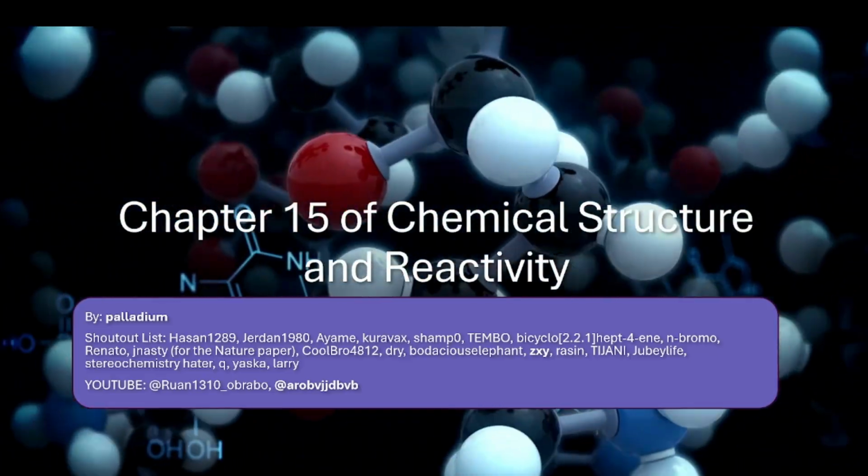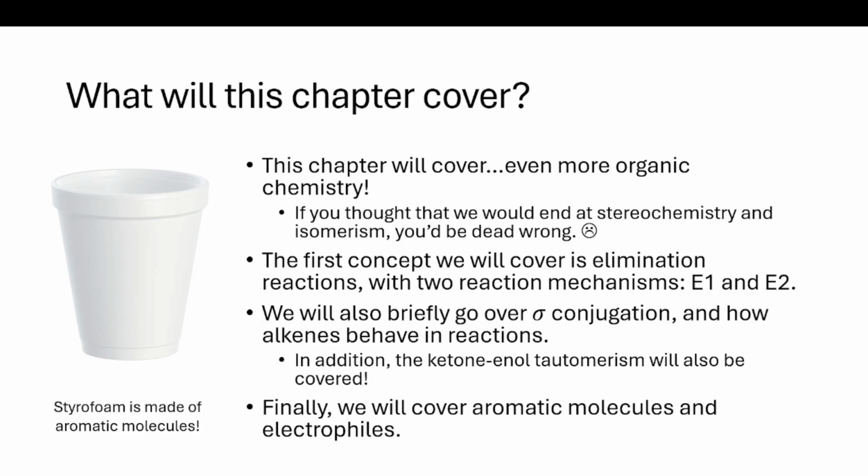Alright, so let's get into it. So, this chapter is going to be the last that's going to cover organic chemistry. Chapters 11 and 14, those covered the basics of organic chemistry and stereochemistry, respectively. However, if you thought that we would end with that, you'd be wrong. And that's because this chapter will cover a lot more when it comes to alkenes and aromatic molecules.